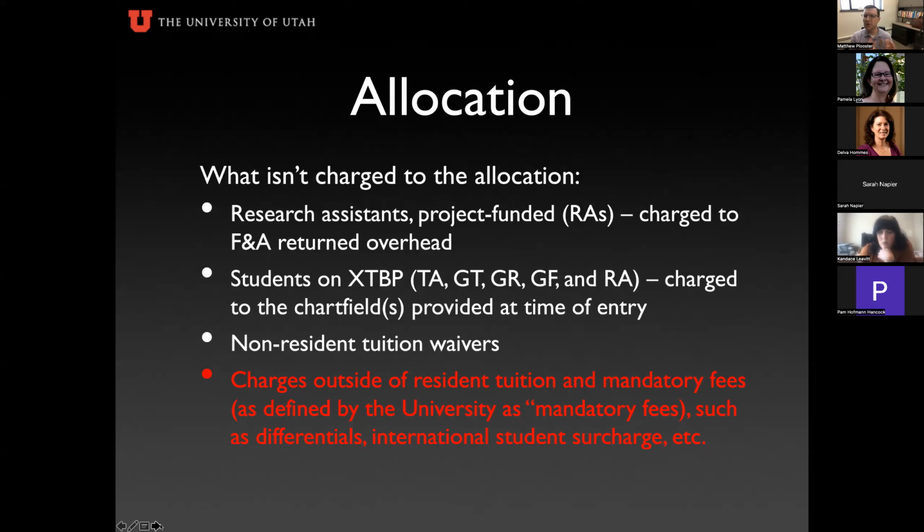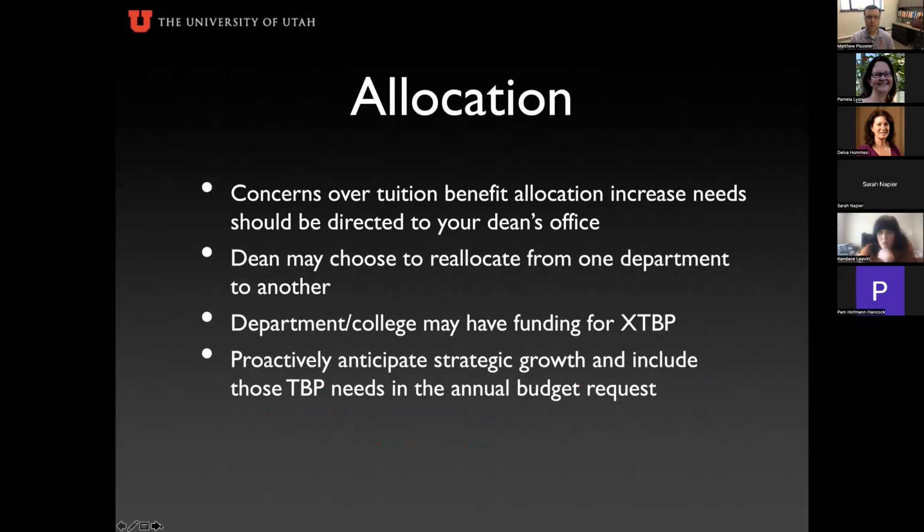So anything outside of that, such as differentials, international student surcharge, program specific or lab specific fees, etc. Those are not covered by tuition benefits, so they will not impact your allocation or your F&A return to overhead, or for XTBP, the chart fields that you enter into the system.